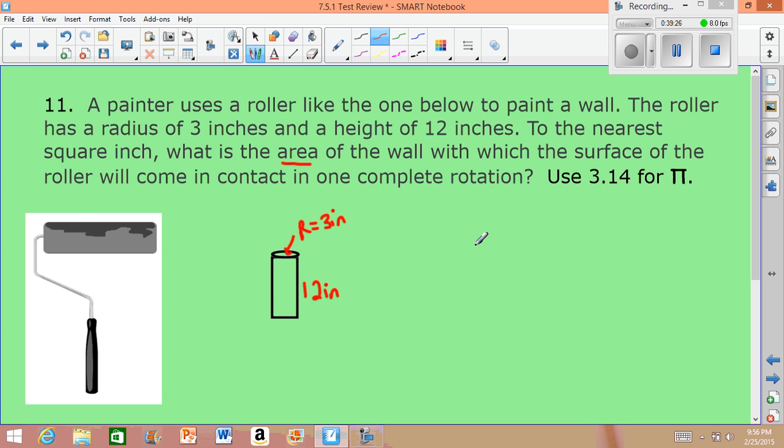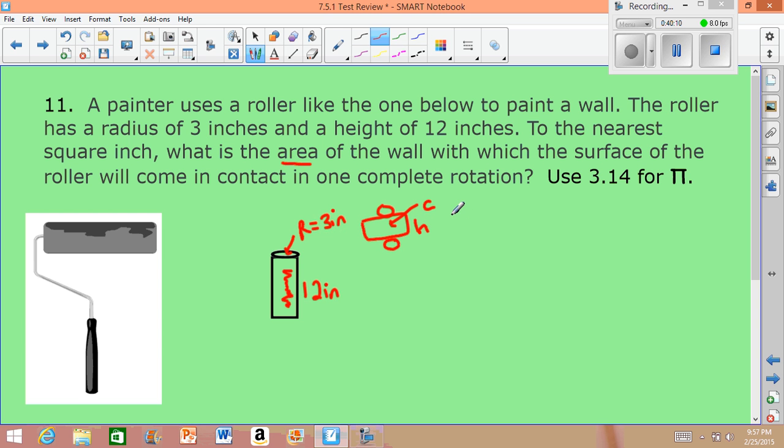So we have to think about this for a second. The circle part of the roller is not touching the wall. Only this part of the roller right here is touching the wall. If I have a net of a cylinder, it looks like this. We have two circles, and then we have a rectangle in between those two circles. Well, if I were to take up this rectangle and roll it together around that circle, that is actually the circumference of the circle. So we need circumference to give us part of our circle measurement. So we need the circumference, and we know the height of our cylinder.